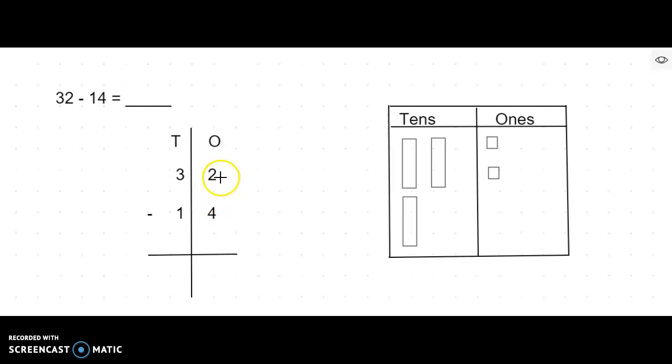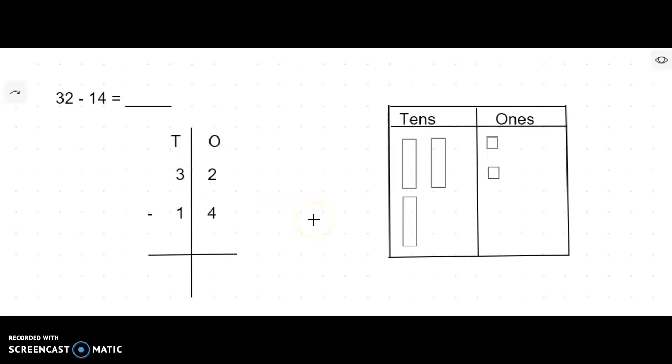That seems odd. 2 take away 4. I don't know how I can take away 4. What if I did something like this? 1, 2, 3, 4. Does that work? Looks like it works to me. No? Why doesn't that work? Oh, because I treated the tens like the ones. Right now I'm only taking away ones. Okay. Let's get rid of those then.